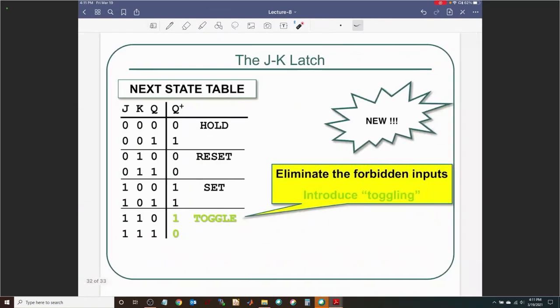All right, let's talk about the last type of latch that we have, which is the JK latch, which stands for jump kill latch.